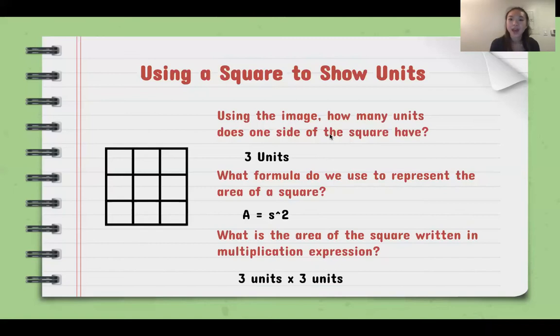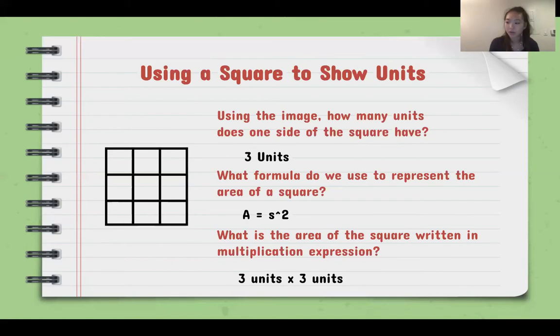All right, so I have the answers here for you. The image shown asks how many units does one side of the square have? If I look at the square, I count 1, 2, 3 units on one side. And since it's a square, we know that all the sides are going to be the same. So I know that one side is 3 units. That answers our first question. Our second question is, what formula do we use to represent the area of a square? The area of a square is area equals side squared. One side we know is 3 units, and then squared, we had just learned about it.